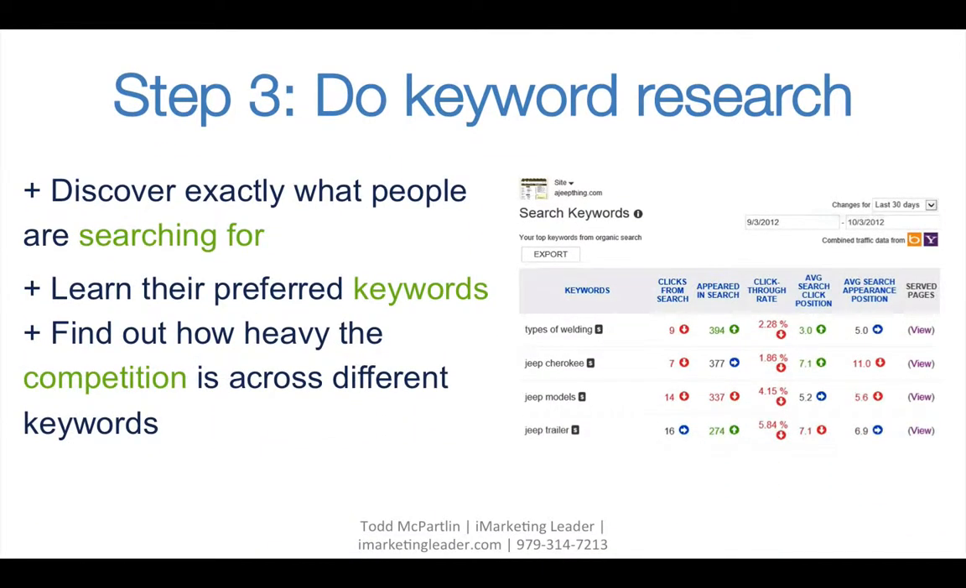Move on to step 3, keyword research. Now I can do a whole entire training on keyword research and the way to do it and the way not to do it. This is just a single step of the 12-step process. Just know that this is part art, part science, but you want to discover exactly what people are searching for. You want to learn their preferred keywords and then find out how heavy the competition is across the keywords.